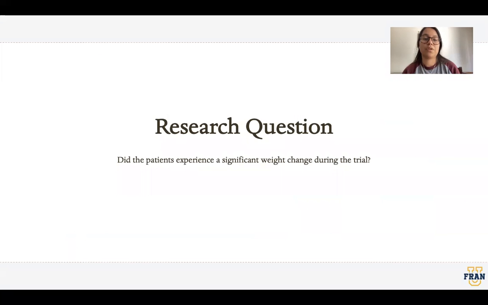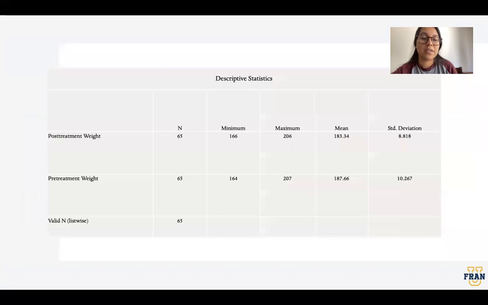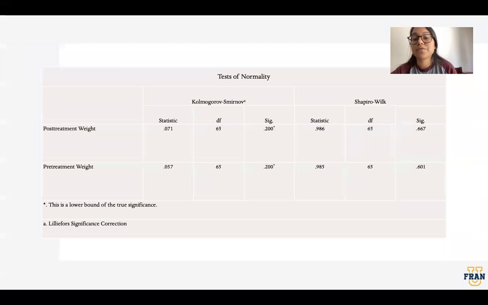So our next research question is, did the patients experience a significant weight change during the trial? So to determine this, a paired samples t-test was run. The data set had an N value of 65 with a mean of 183.34 for the post-treatment and a mean of 187.66 for the pre-treatment. So the assumptions of normality were tested, and the Shapiro-Wilks test revealed a p-value of 0.667 for the pre-treatment and a 0.601 p-value for the post-treatment weights.